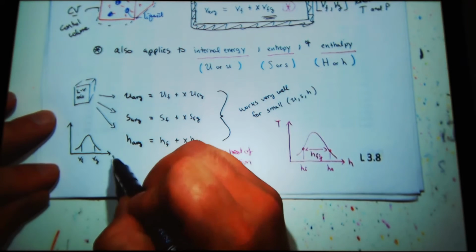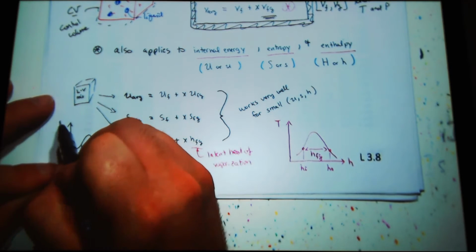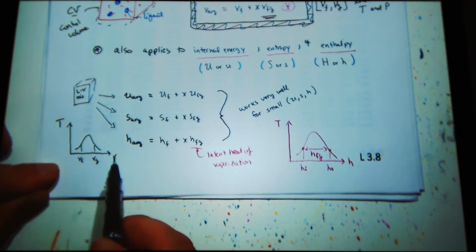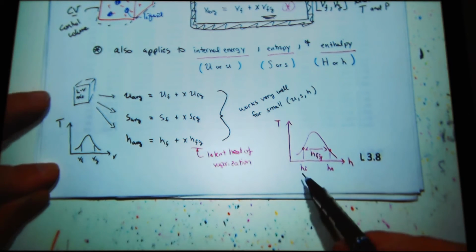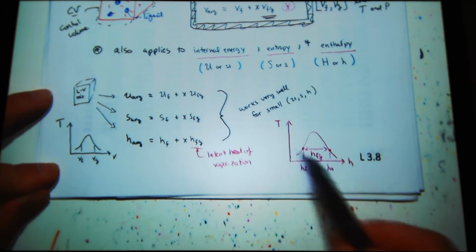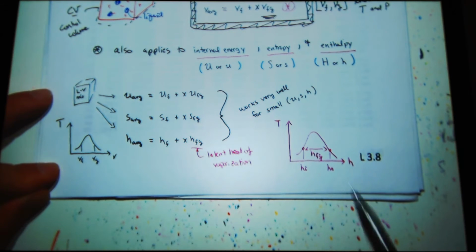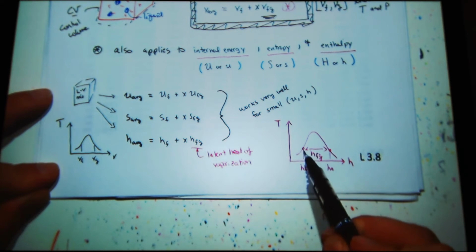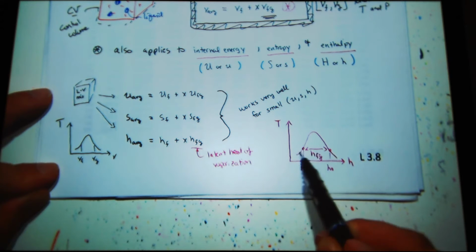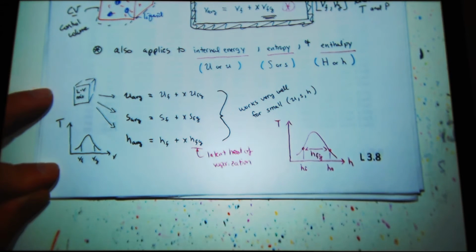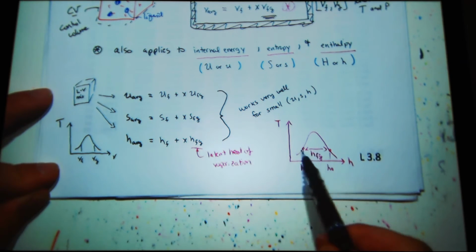So before I plotted V, and let's just put T, so I had a bell curve for T in specific volume. I can do the same thing, but plot T versus H, the enthalpy. I still have a bell curve. And now this difference between here and here is the latent heat of fusion. Or excuse me, latent heat of vaporization.